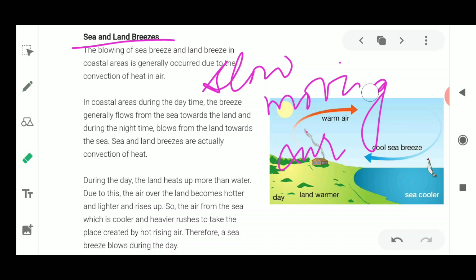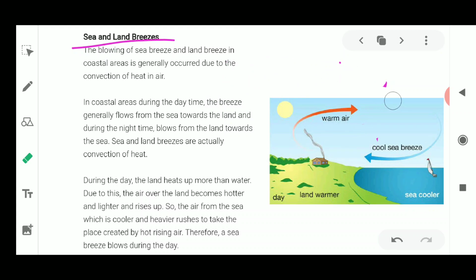Now what is this land breeze and sea breeze? Sea breeze is always seen on the sea shore, and land breeze is always seen on the land. Now how is that possible? Why are these two breezes blowing? The blowing of sea breeze and land breeze in the coastal areas generally occurs due to the convection of heat in the air. Convection means lighter hot air will move from one place, and the cold air is going to fill that empty space. I'll explain it to you after some time.